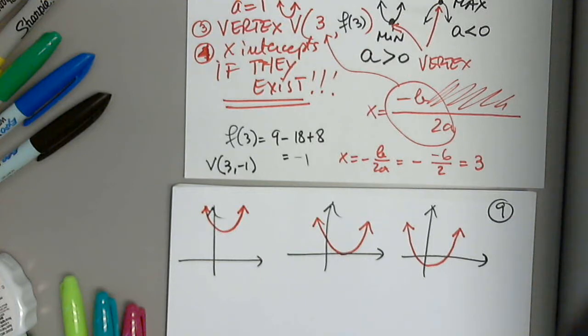The vertex is 3, negative 1. This function has a minimum. What is its minimum value? Correct. The minimum value is negative 1. Is this a minimum value with a negative 1? No. Do the x-intercepts exist? They are the same or they are distinct? Distinct. So I will spend the time to find them.